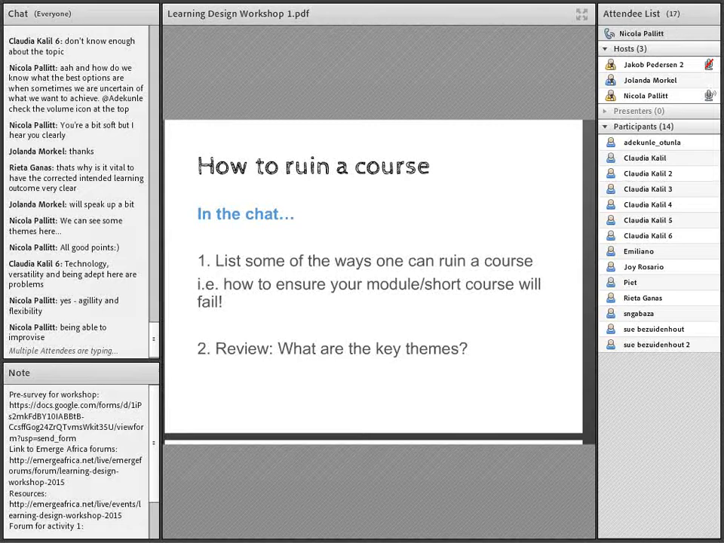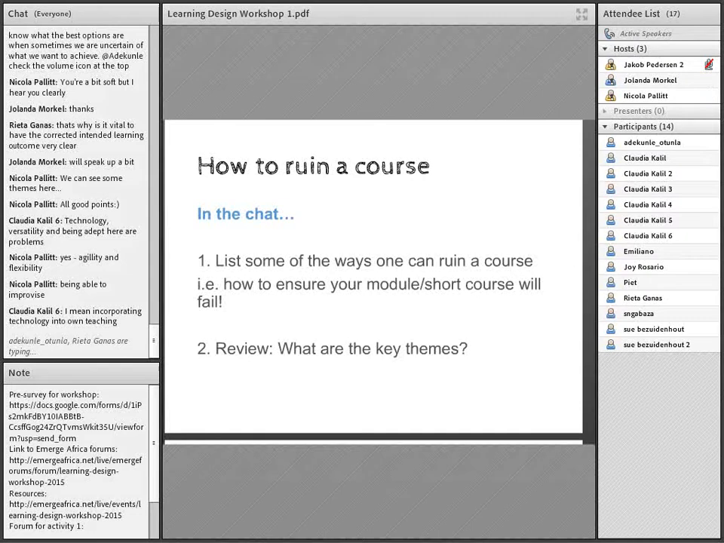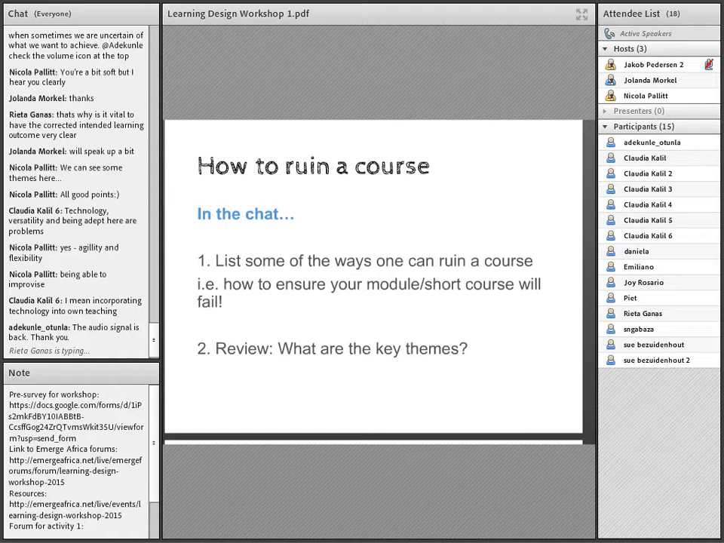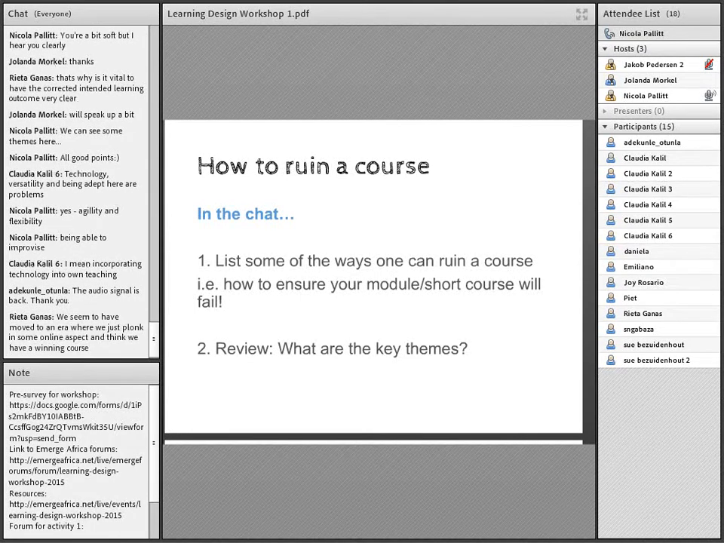I see multiple people are typing. So let's first see. Okay, so incorporating technology. And sometimes how one incorporates technology doesn't really speak to the learning outcomes and things you hope to achieve. So you use something that you think will increase student engagement, but it might not actually work out for various reasons.